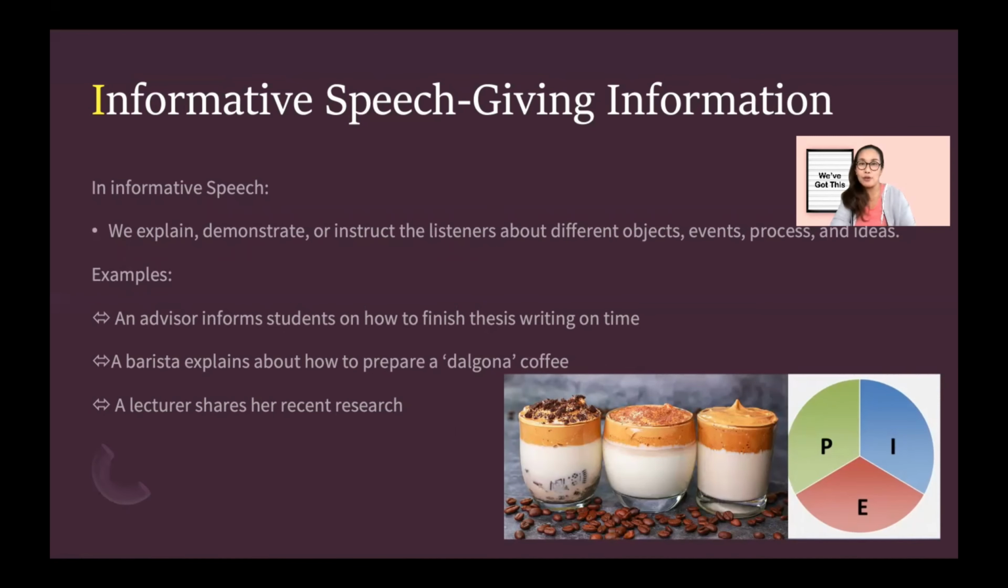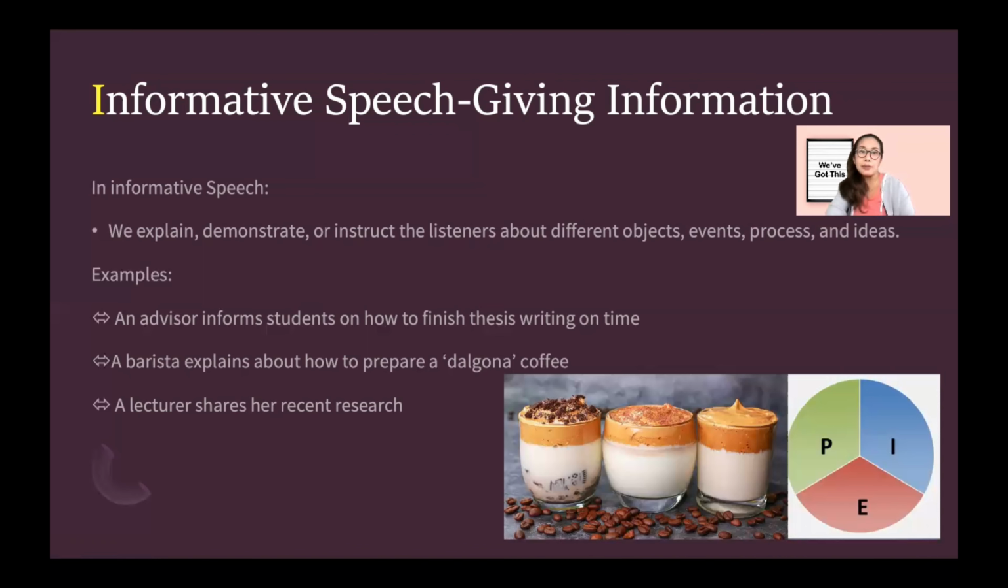Next, the I in PIE. So it is the informative speech. The goal of this particular speech is to give information. In this speech, we explain, we demonstrate, we instruct the audience about different objects, events, processes, and ideas. It can be new ideas or ideas that we practice every day, but we want the audience to be clear about this type of information.